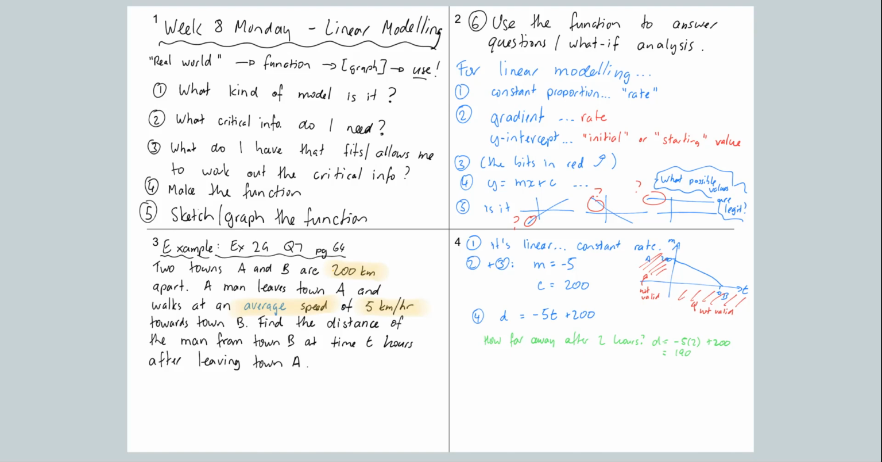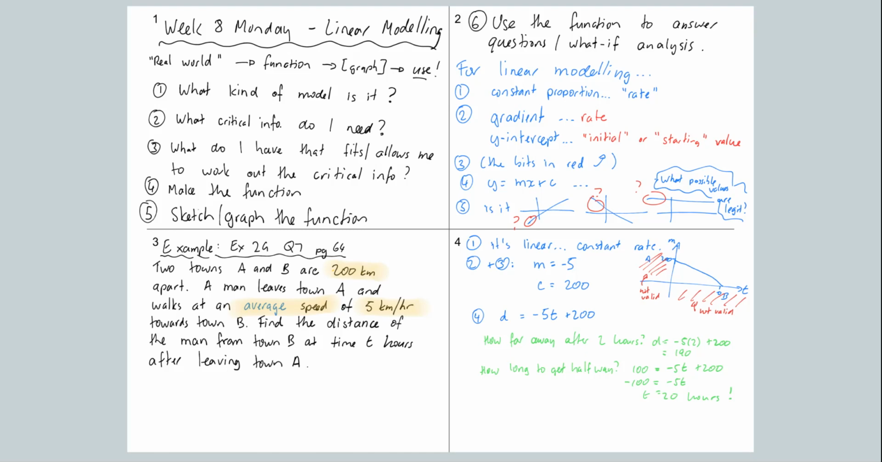But again, if we can master this kind of thinking for simple problems, we can then apply the same thinking to harder problems. We can also ask the classic, how long to get halfway? Well, to get halfway, we would be at 100 kilometers away, right? So I'd go 100 is equal to -5t plus 200. I can solve that. -100 is equal to -5t. So t equals 20 hours. So it will take him just under a day if he doesn't sleep to get halfway there.